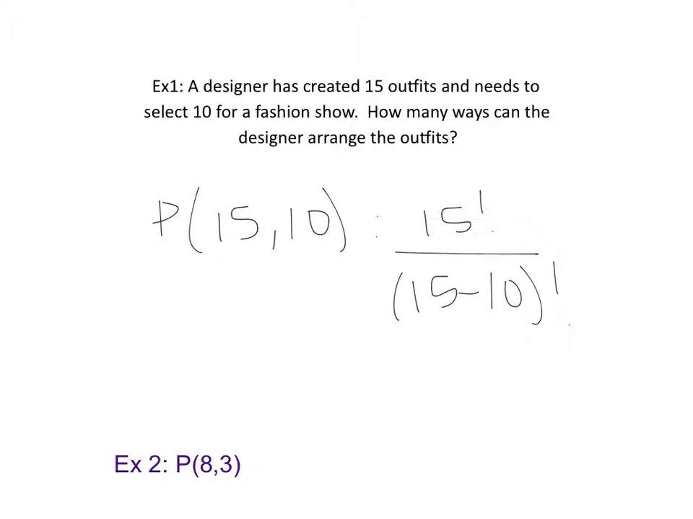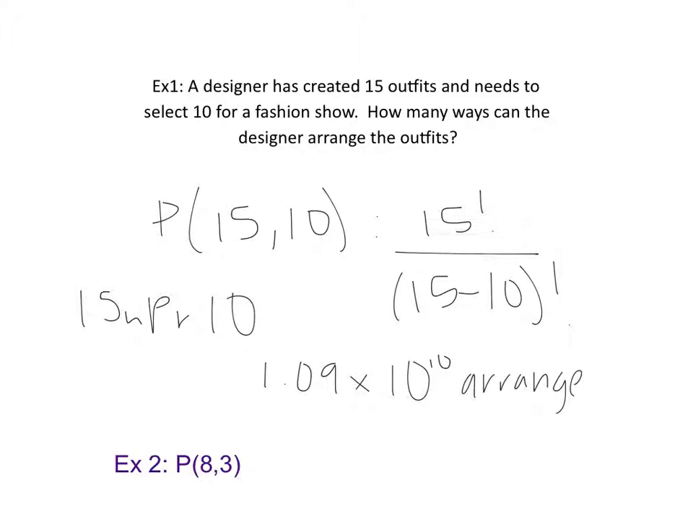Again, we would do 15 NPR 10, and then the answer that we get here is 1.09 times 10 to the 10th arrangements of outfits. Arrangements, we can say.